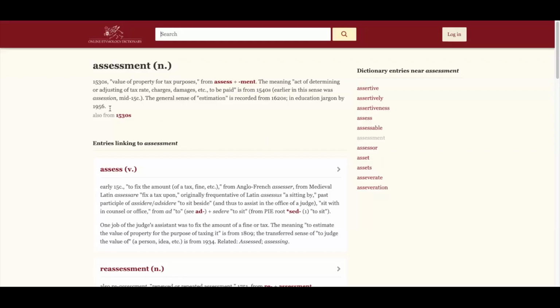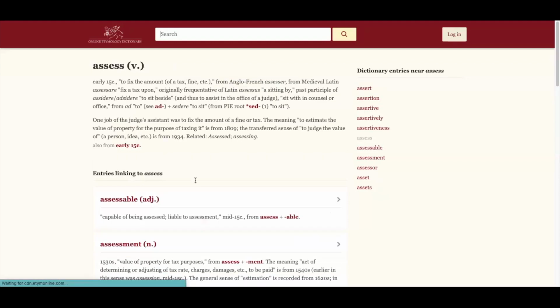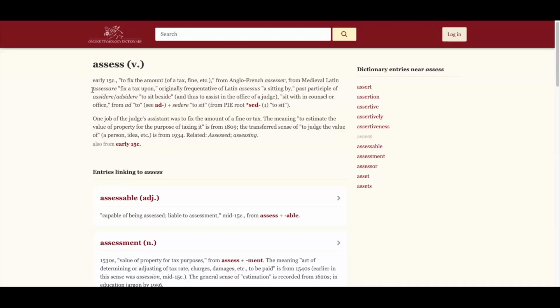That's a baby. In that sense, the sense we use it is very new in the great scheme of language. Okay, so it says check out assess and MENT. So I'm going to click on assess, and early 15th century to fix the amount of a tax or a fine. So we have Anglo-French here, medieval Latin, another Latin here as sitting by, a past participle of assidere or adsidere, to sit beside.